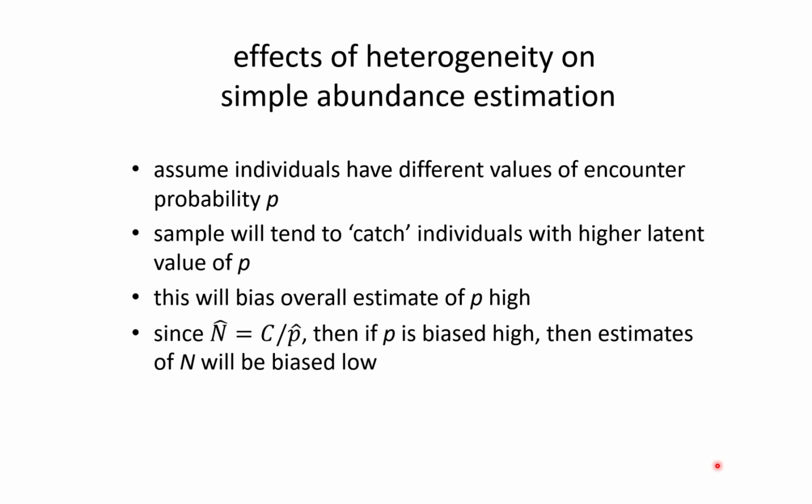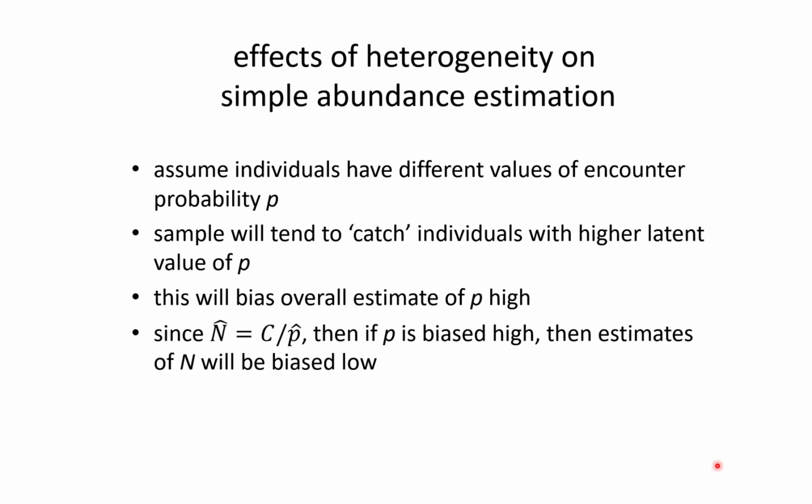So imagine somewhere on the individual's DNA is some coin, and some of the individuals are going to have DNA that, when they flip that coin, says, I'm easier to catch than some other individuals. Okay, so if you have some individuals that are easy to catch and some individuals that are harder to catch, then any random sample of the population that you make will tend to catch individuals that have a higher latent value of P. And that's going to bias the overall estimate of P high. And if you think about it, it should make sense. You're mostly sampling the individuals that have a high level of P, and you're missing the individuals, because you're not sampling them, that have a latent probability of a low P.